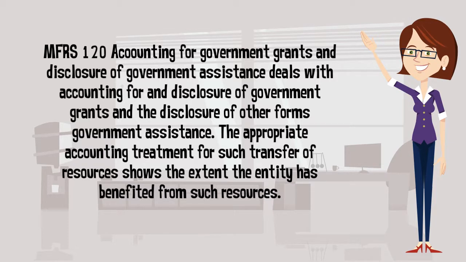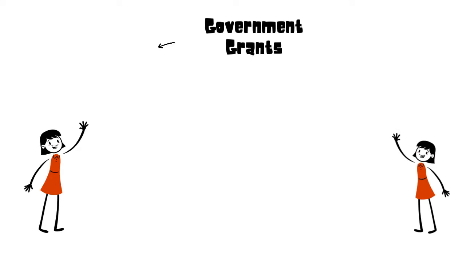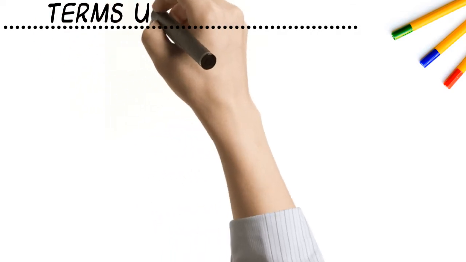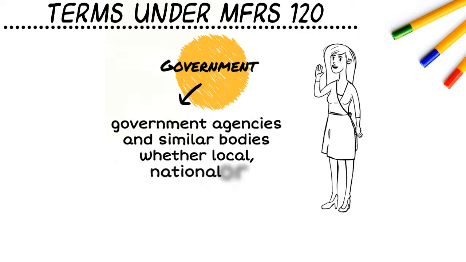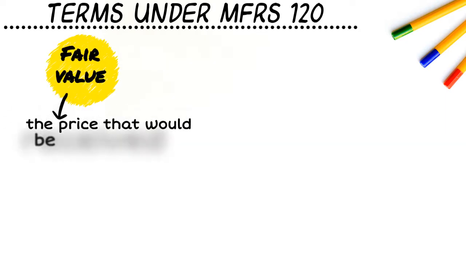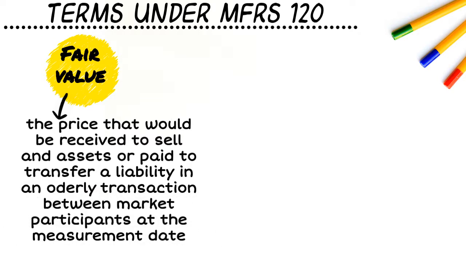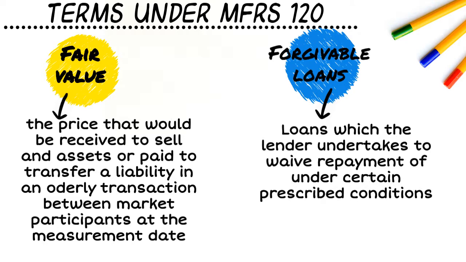The appropriate accounting treatment for such transfer of resources shows the extent the entity has benefited from such. Government grants are sometimes called by other names such as subsidies, subventions or premiums. After this, let us go through the terms under MFRS 120. Government refers to government agencies and similar bodies, whether local, national or international. Next, forgivable loans are loans which the lender undertakes to waive repayment of under certain prescribed conditions.